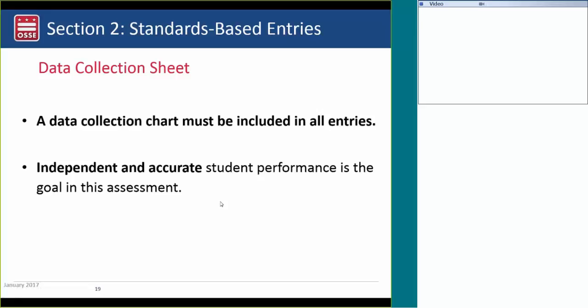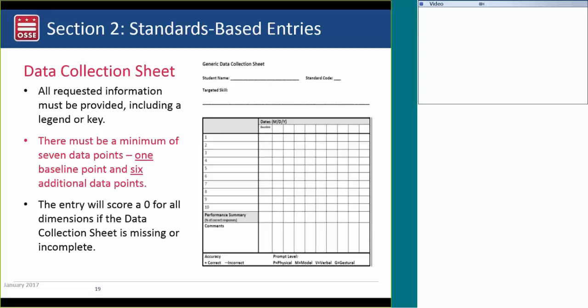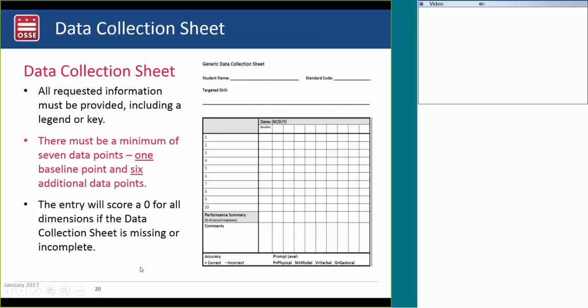So let's talk a little bit more specifically about what has to be in a data collection sheet. Again, all this requested information must be provided, or we can't use the data collection sheet. Take the third bullet again. The entry will score a zero for all dimensions, performance, complexity, and support, if the data collection sheet is missing or incomplete.